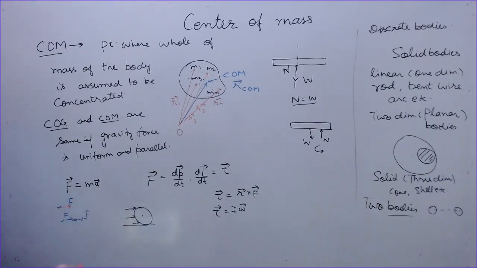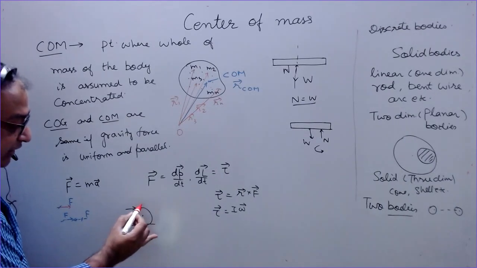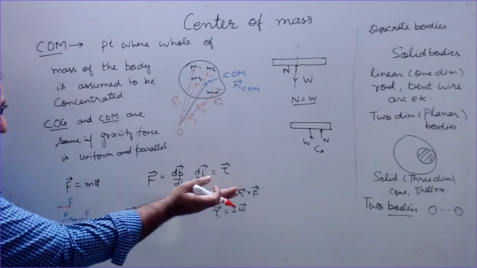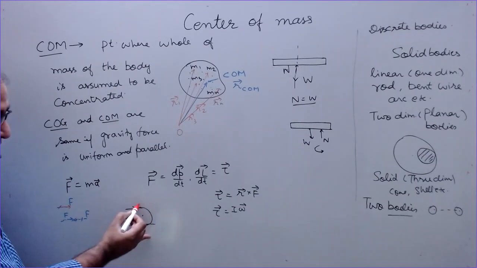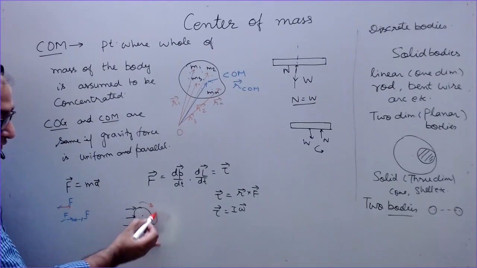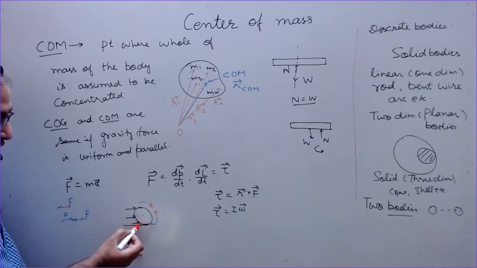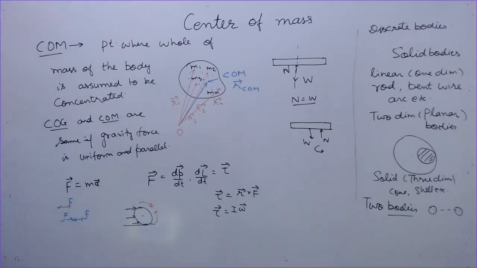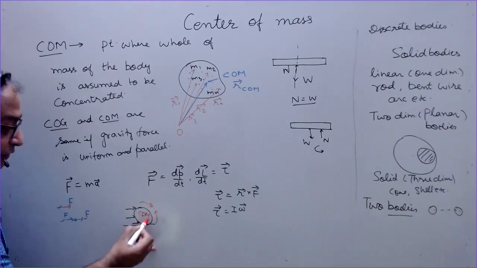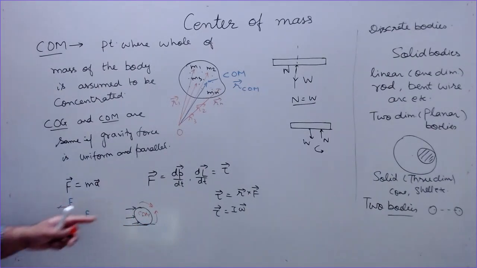So if you apply the force here, it will create rotation plus translation. If you apply the force here, the rotation will be different. This force is rotating in this direction, this in this direction. So there is rotation and translation for this force and this force, other than the force applied at the center of mass. When you apply the force at the COM, in that case the body is having pure translatory motion.